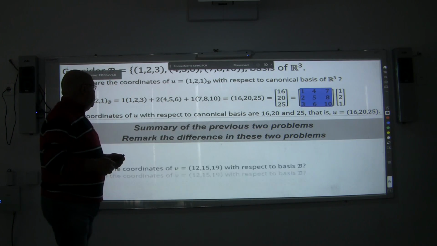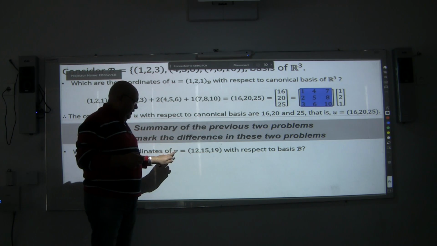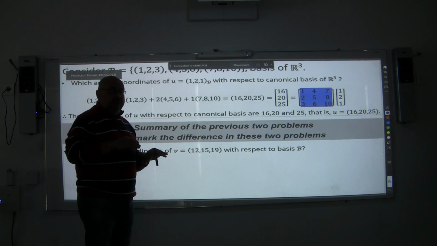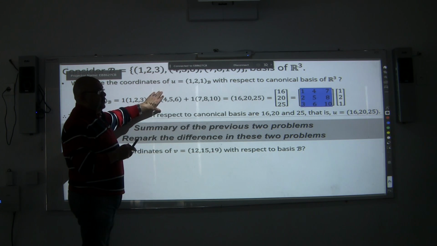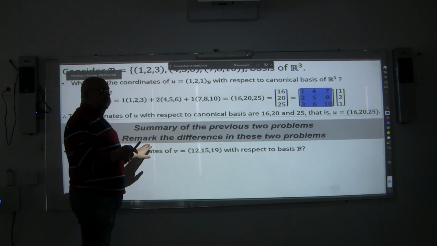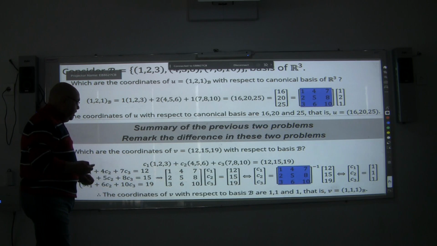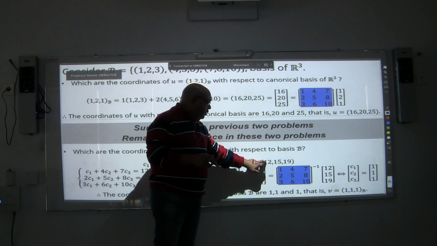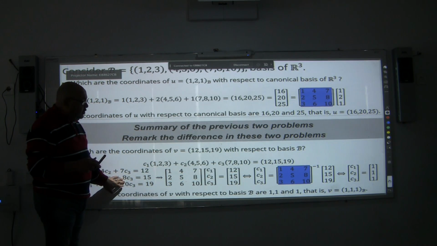Or, if it is required, like in this problem: what are the coordinates of V, this vector (12, 15, 19)? In such a case, I'm not giving you the coordinates, but I want you to get the coordinates. In the other problem, you have your coordinates and I'm getting the vector. It is the contrary. I'm giving you the vector, and I'm asking you about the coordinates. So simply, I will form C1 (1, 2, 3), C2 (4, 5, 6), C3 (7, 8, 9), equal to (12, 15, 19).